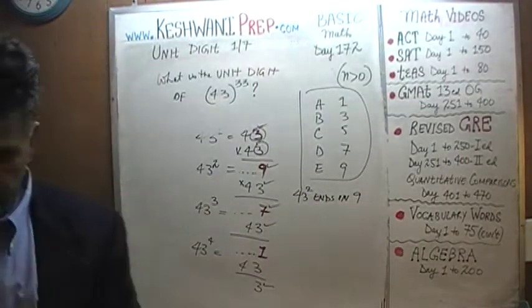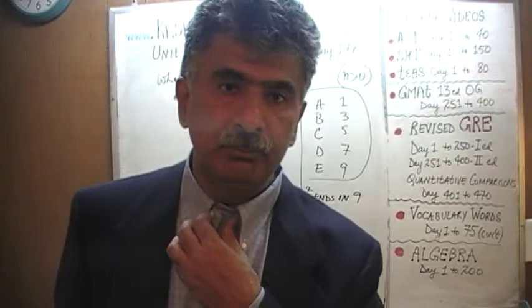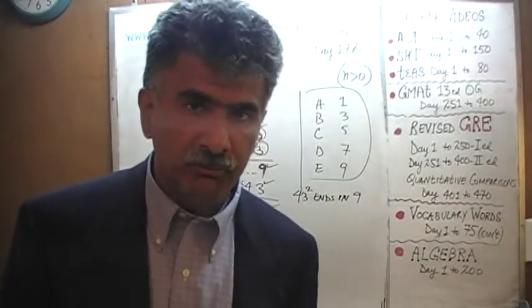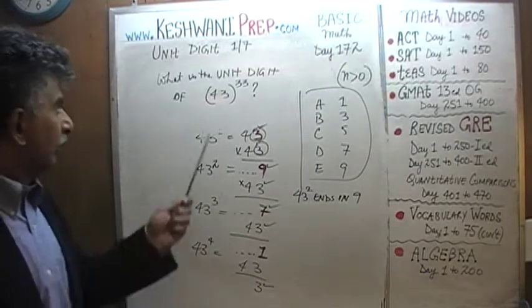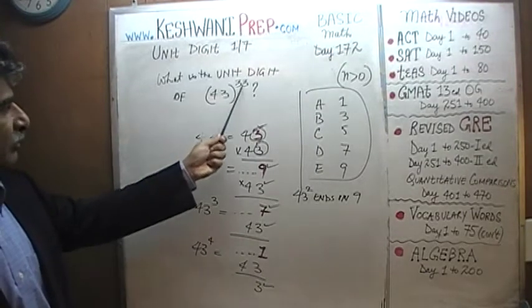Again, I will give you 5 seconds. I want you to pause the video. Do this problem yourself. Once you have the answer, then compare your work. Do you understand? I'll give you 5 seconds for you to be able to pause the video. There we go. The question is, what is the unit digit? We have to identify the unit digit of 43 raised to 33.